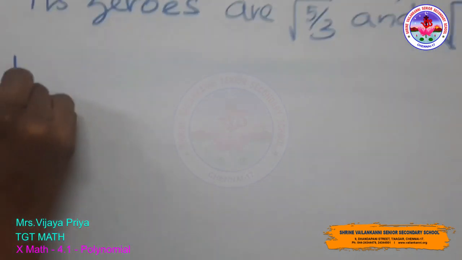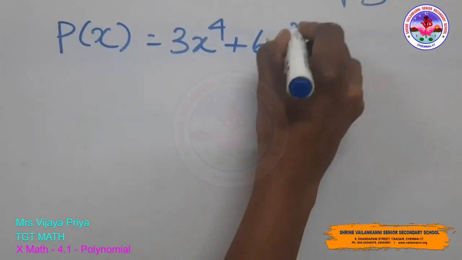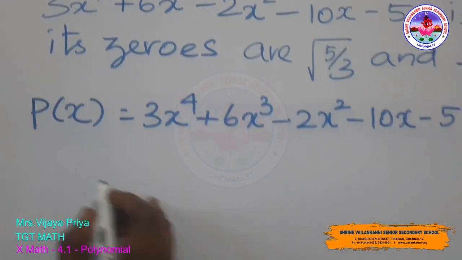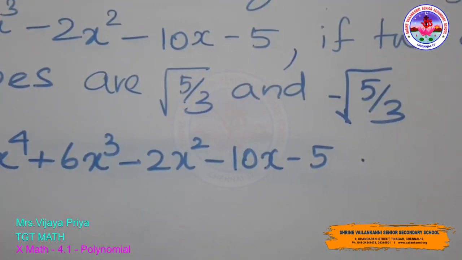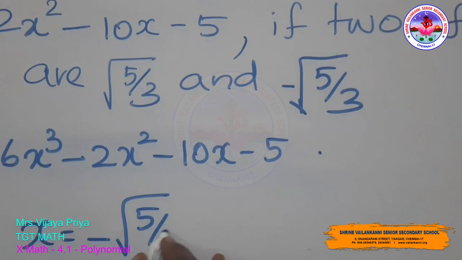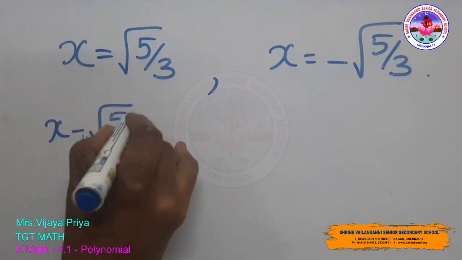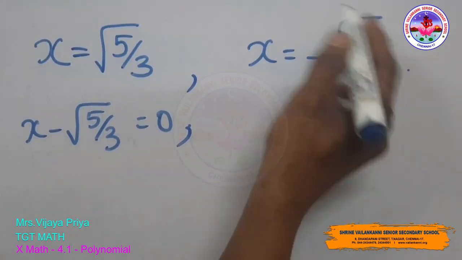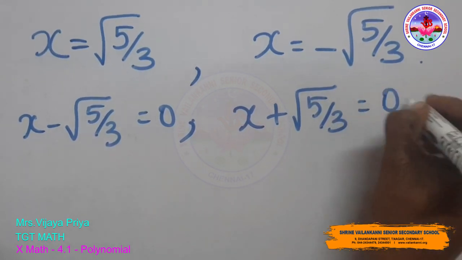So I am writing this polynomial p of x as 3x^4 + 6x^3 - 2x^2 - 10x - 5. Now I am writing the zeros of the polynomial. He has given one zero as x equal to square root of 5 by 3 and the other zero is minus square root of 5 by 3. So now I am taking this square root of 5 by 3 to this side. It becomes x minus square root of 5 by 3 is equal to 0. And I am taking this minus square root of 5 by 3 to the other side. It becomes x plus square root of 5 by 3 which is equal to 0.